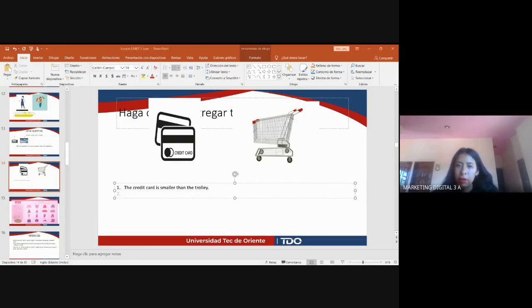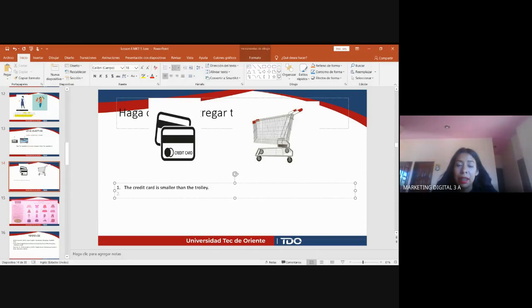Okay. Emmanuel, Joaquin, Kevin. What else can you say about these two objects? Credit card and the trolley. The credit card serves to buy and the shopping cart serves to carry products. Aha, those are the differences. With the credit card you buy and the shopping cart serves to carry the products. Yes, that's good.